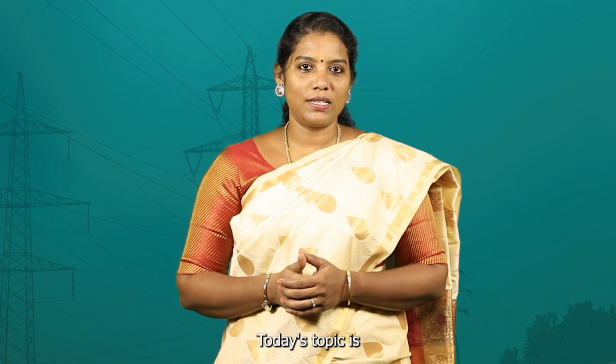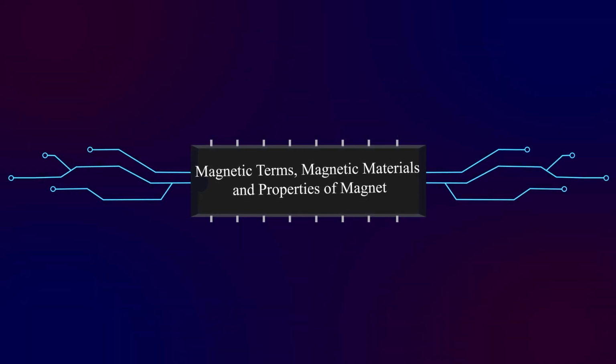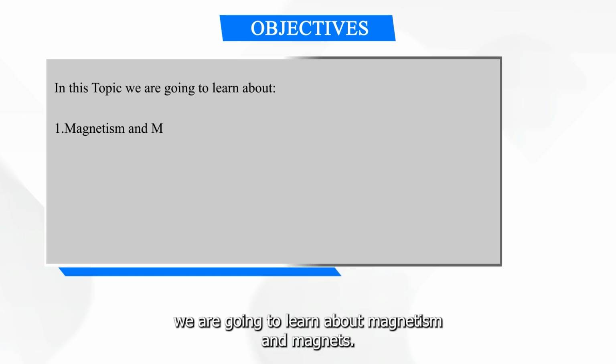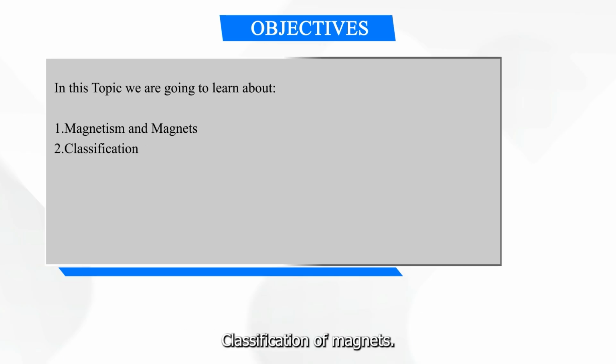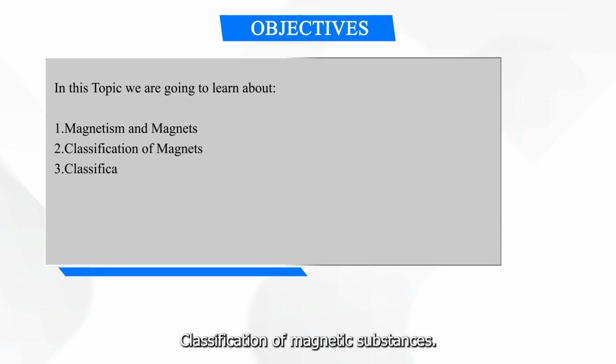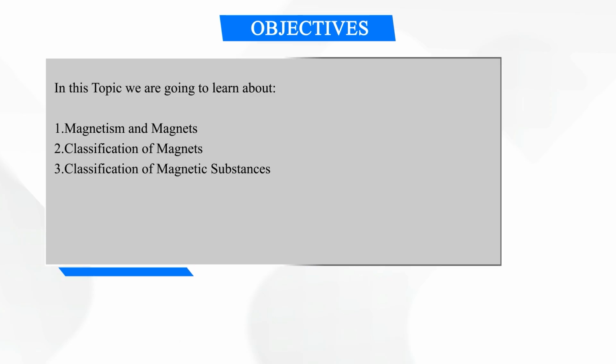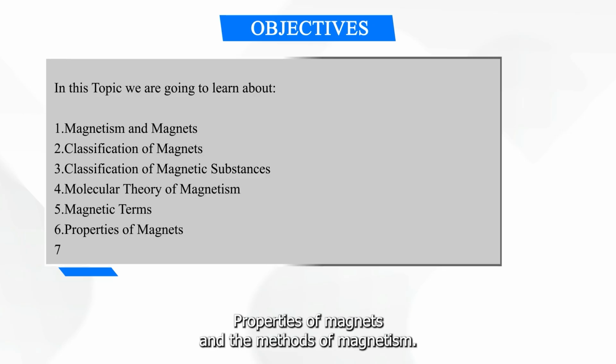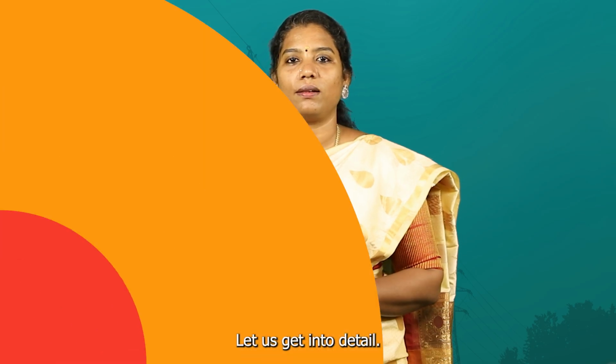Our today's topic is, in this topic, today we are going to learn about magnetism and magnets, classification of magnets, classification of magnetic substances, molecular theory of magnets and magnetic terms, properties of magnets and the methods of magnetization. Let us get into detail.